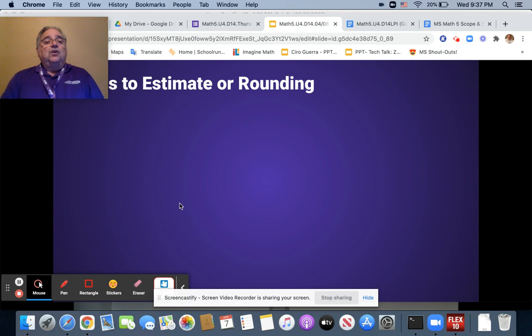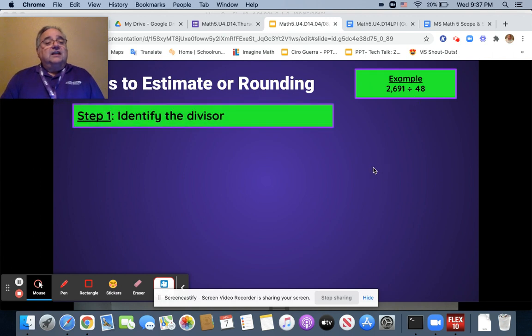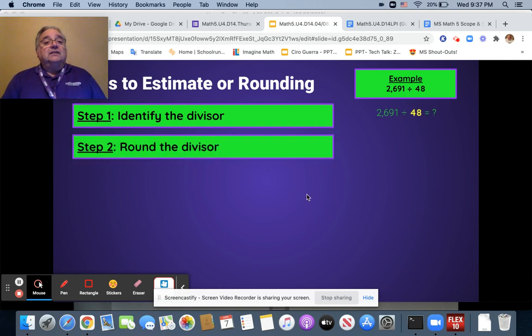All right, let's go over estimating and rounding and the steps. We're going to take 2,691 divided by 48. First, I'm going to identify the divisor. Give you a few seconds to think about it and answer that question. Yes, excellent. The divisor is 48. We identified it. So now the next step is to round it.